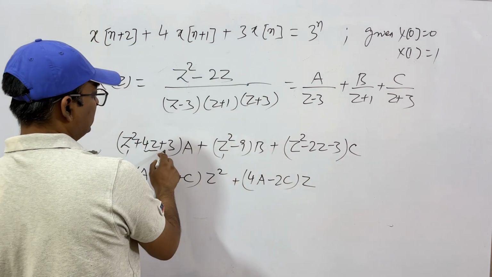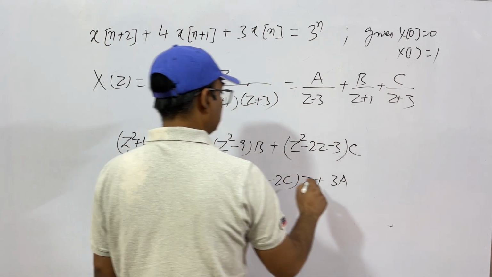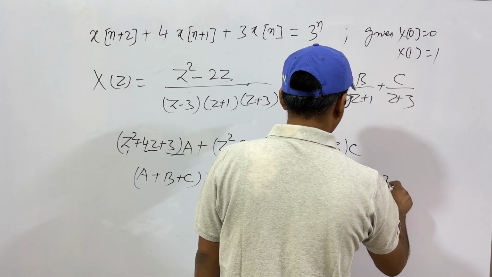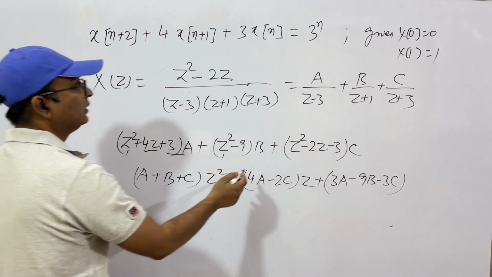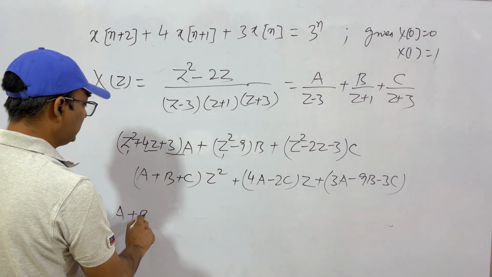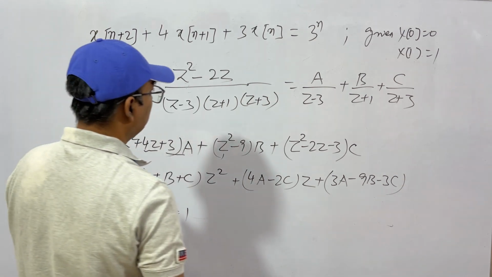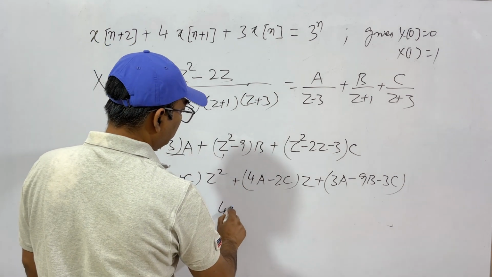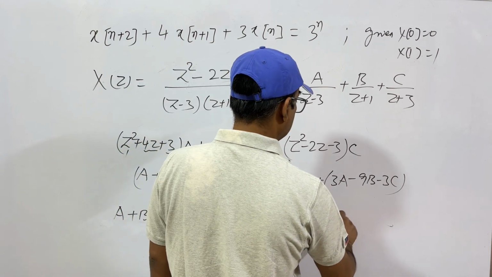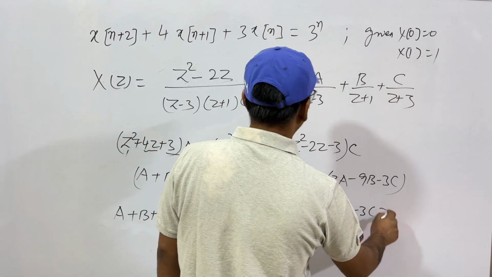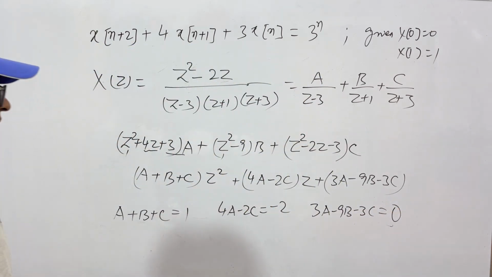And then what about this one? It is 3A minus 9B minus 3C. Okay, now if you equate, A plus B plus C, what is the coefficient of z square? Here it is 1. Then 4A minus 2C, it is minus 2, and 3A minus 9B minus 3C, we don't have any such term, so this will be 0. So now you can equate these and find the values of A, B, C.